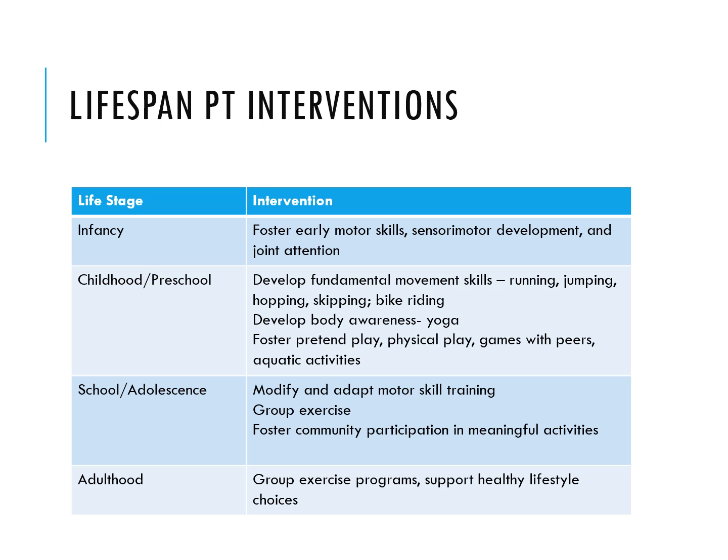In school through adolescence, we want to modify and adapt motor skill training and work in group exercises so we have more of that social interaction, and foster community participation in meaningful ways, again trying to integrate that social level. And through adulthood, we want to promote group exercise programs supporting a healthy lifestyle and choices.